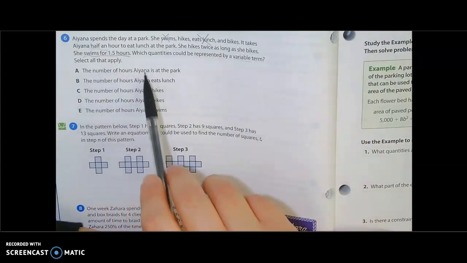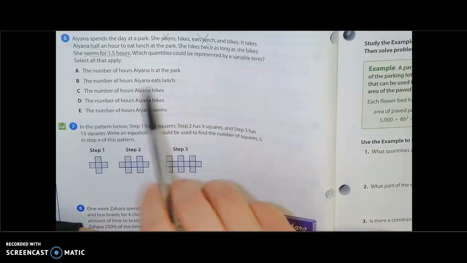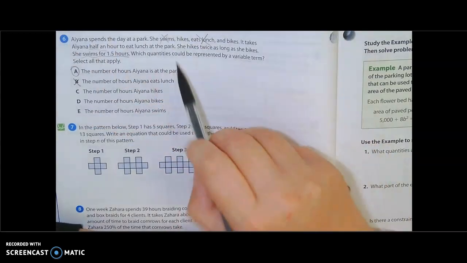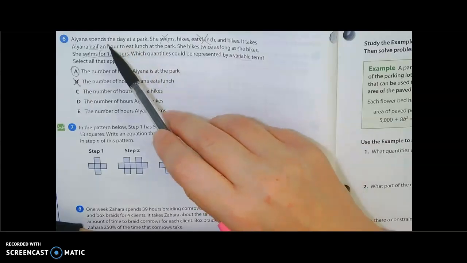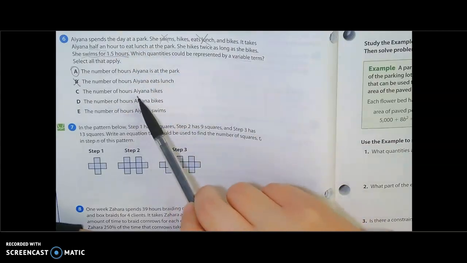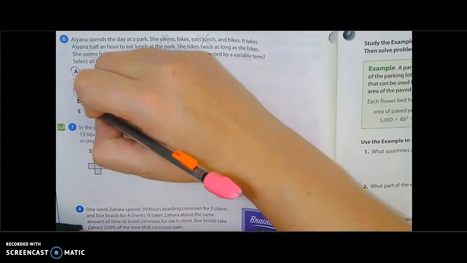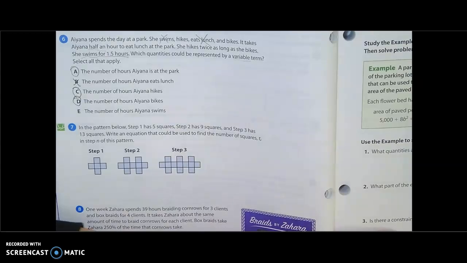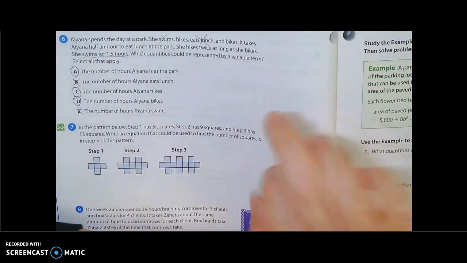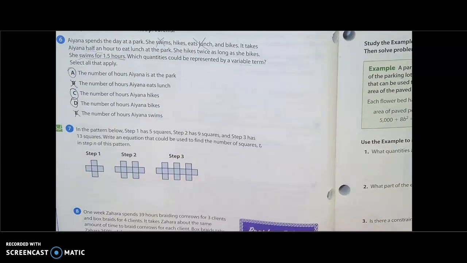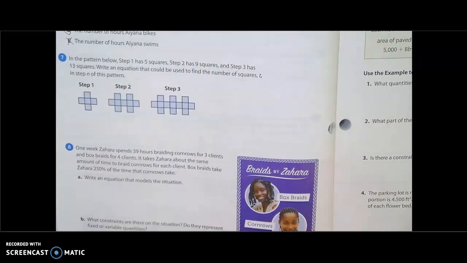So number of hours Ayana is at the park, don't know, right? So that would be a variable. Number of hours she eats lunch, we do know that one, right? That was one of them that we can fill in, half an hour to eat lunch. Number of hours she takes to hike, don't know that one. Number of hours she takes to bike, don't know that one. Number of hours she takes swimming, we do know that one. Like, she swam for 1.5 hours. So then A, C, and D would be the ones that we don't know. Those are our variables.